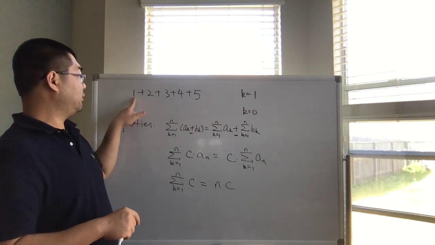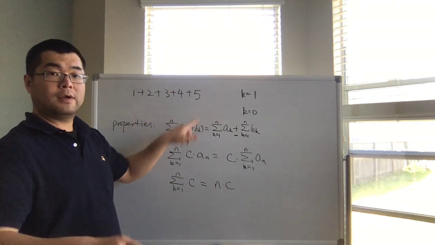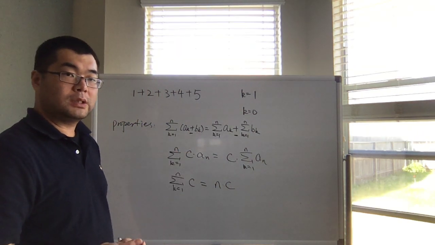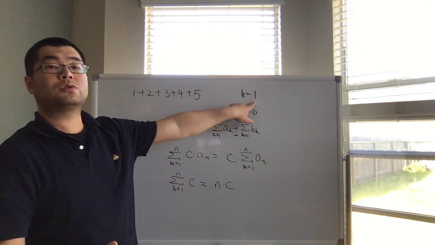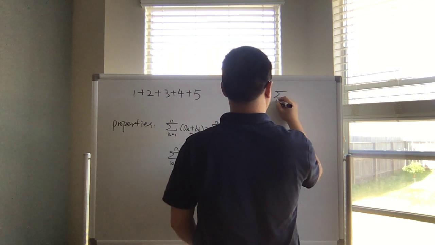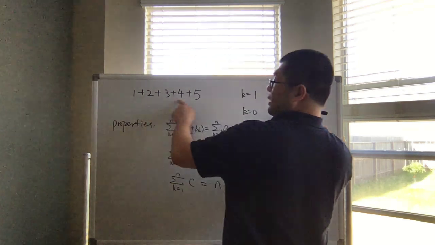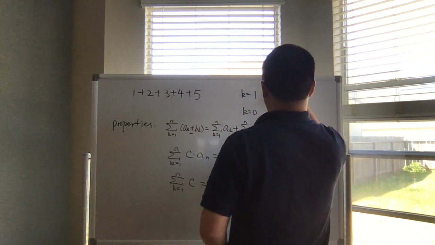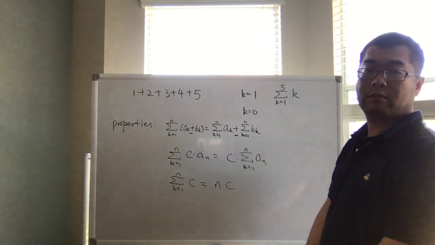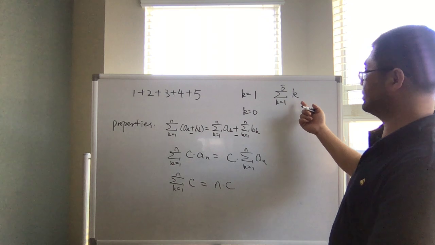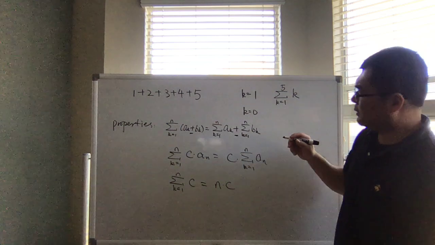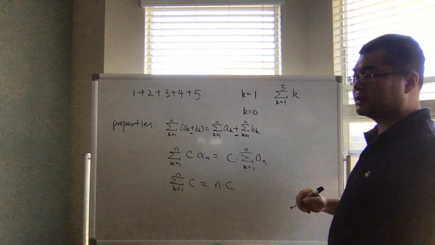So let me just introduce a little bit about it here. Look at this. We have 1 plus 2 plus 3 plus 4 plus 5. If we write it in sigma notation, and the starting index is k equals 1, this is what we can do. We have 5 as the upper index, and we put k here. So k equals 1 is 1, 2 is 2, 3 is 3, 4 is 4, 5 is 5. Perfect. What if we let our starting index be 0 instead of 1?